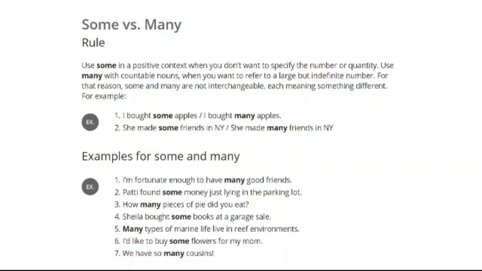For example, I bought some apples. I bought many apples. She made some friends in New York.